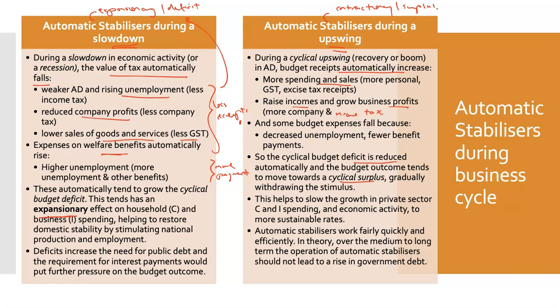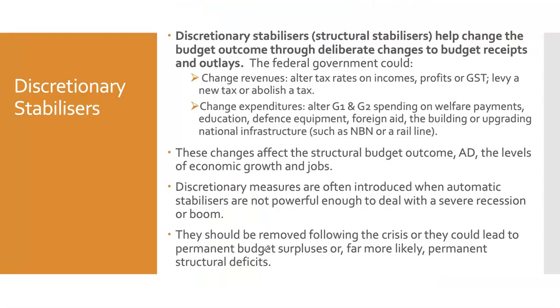This can counteract the business cycle, and this surplus might actually slow the growth in the private sector due to C and I spending going down, dropping economic activity a little bit because they are having more receipts and less outlays by the government, and we know the government drives a lot of economic activity. Now, the good thing about automatic stabilisers is they work fairly quickly and efficiently in theory. So these should happen pretty automatically, hence the term automatic stabiliser.